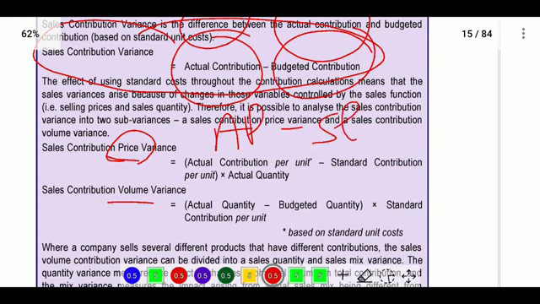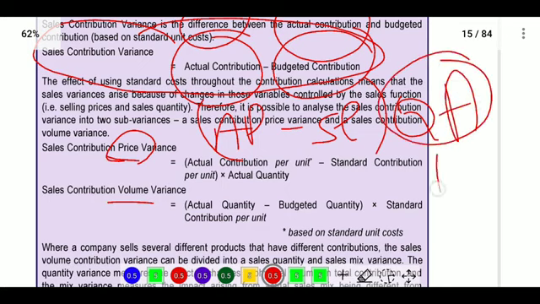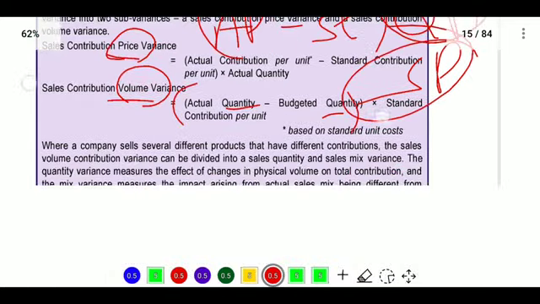If we want price variance, we take actual price minus standard price, so standard contribution price into the quantity. Which quantity will we take? Always quantity means actual quantity, always price means standard price. For volume variance, volume means quantity, so actual quantity minus budgeted quantity into price. Price means always standard price will be taken.